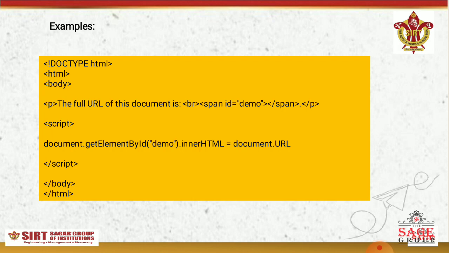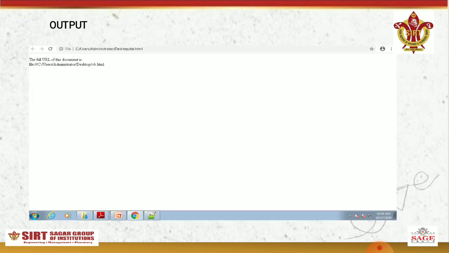So this is our example with DOM. We can start with the Document Object Model. The document type is HTML, then we start with HTML and the body section, then we declare the paragraph P, the full URL is the document, and a span with ID demo, then close P, then script. We start with script: document.getElementById demo, then innerHTML is equal to document.URL, with script close, and body close and HTML close. This is our output.